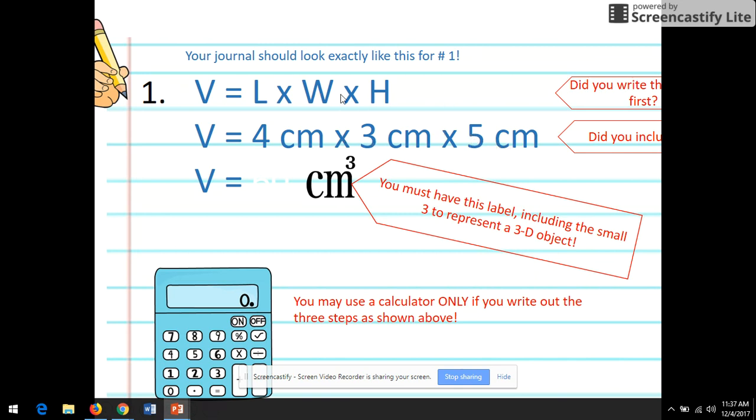Make sure you write the formula first, include each of the measurements, including the label, and then you may use your calculator to multiply the units, but be sure that you also include a label at the end, centimeters to the 3rd power or centimeters cubed, to represent that our original object was 3-dimensional.